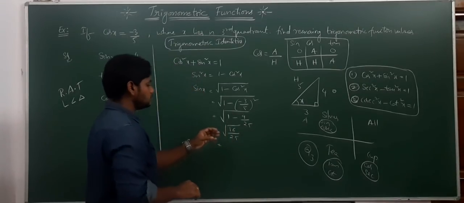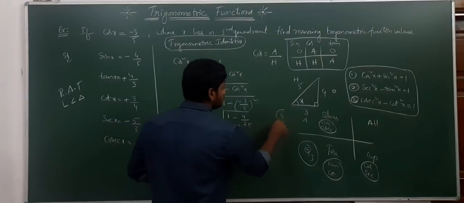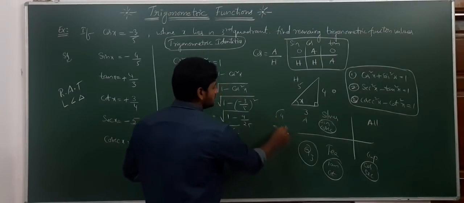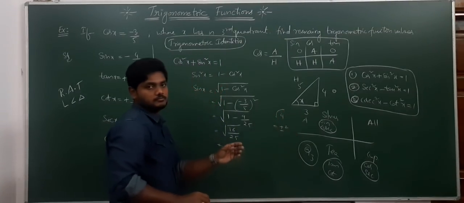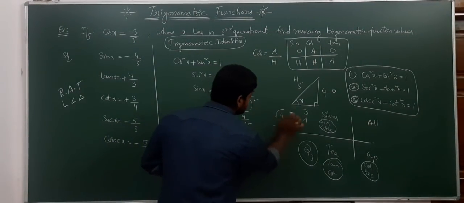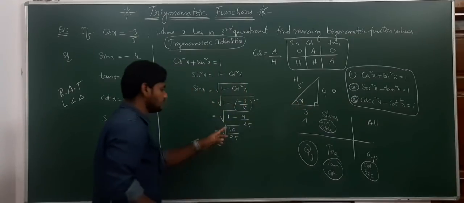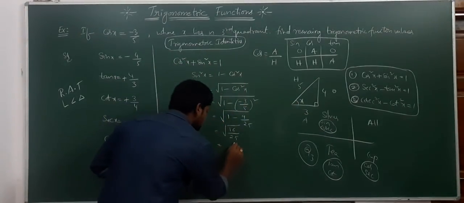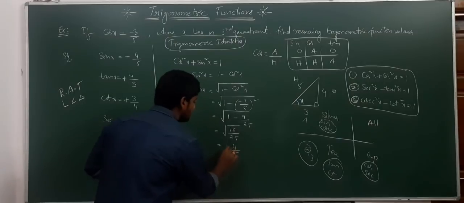Actually, for example, if we write square root of 4, it is plus or minus 2, right? Plus or minus 2. Why? For example, square root of 16 by 25 we got. Here what will we get? Plus or minus 4 by 5.